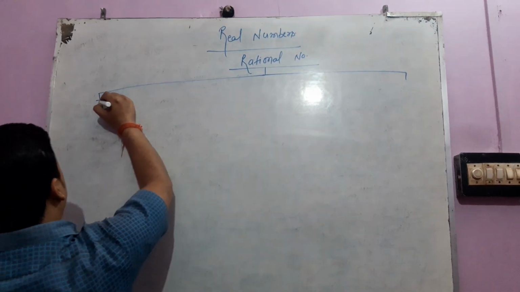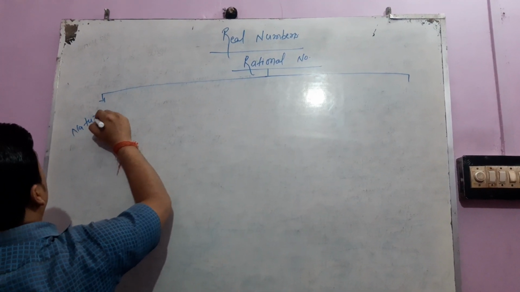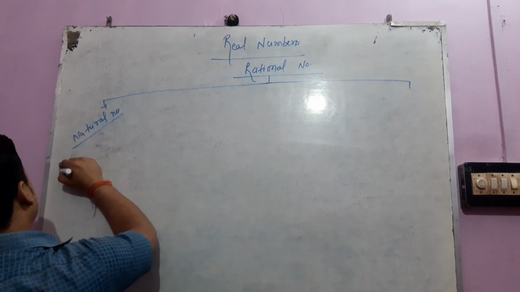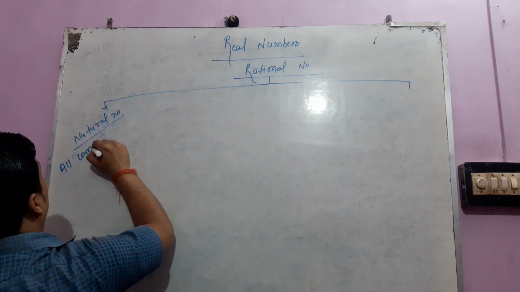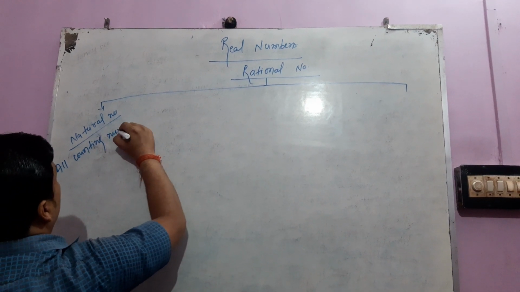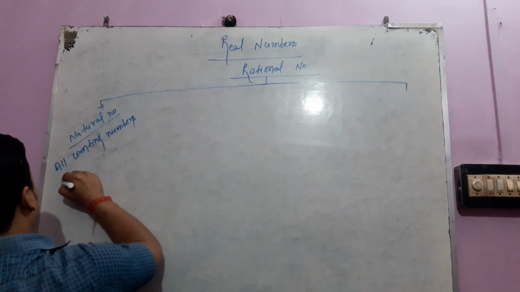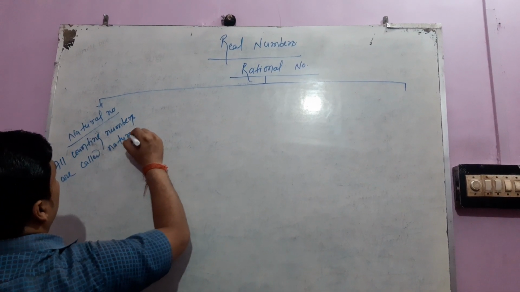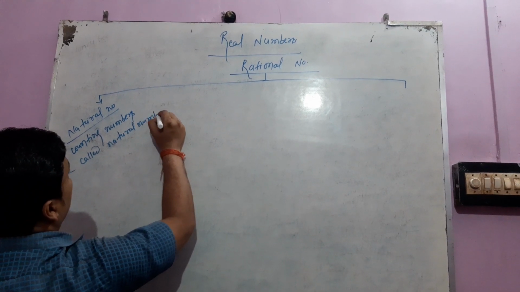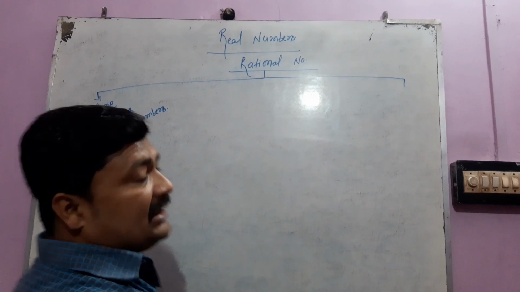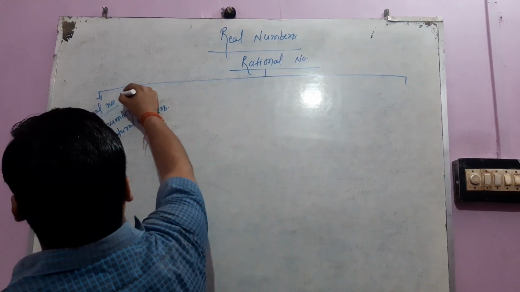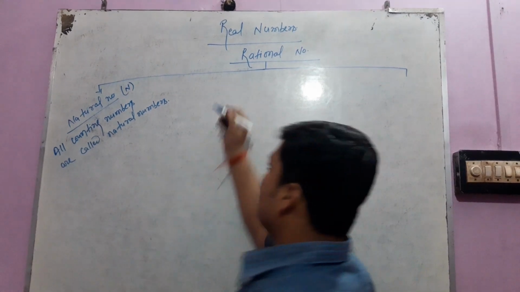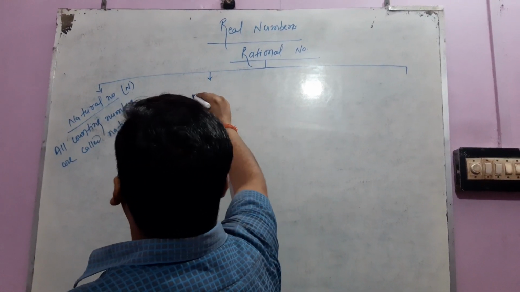The very first is natural numbers, which we have already studied in our earlier classes. All counting numbers are called natural numbers. They are represented by N, or we can also say that N represents the collection of all natural numbers.